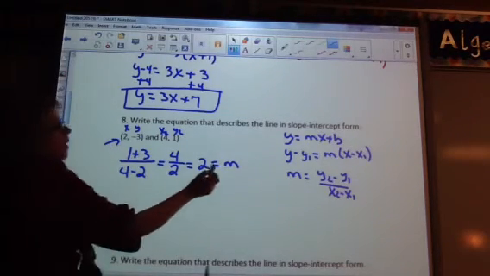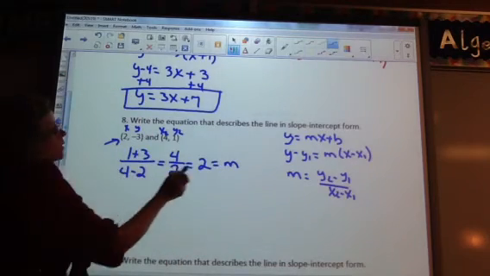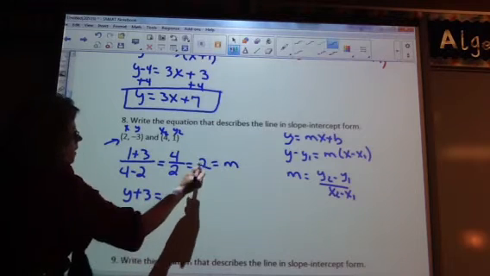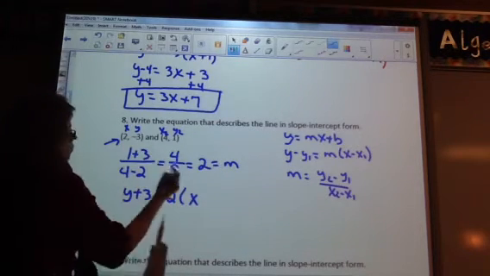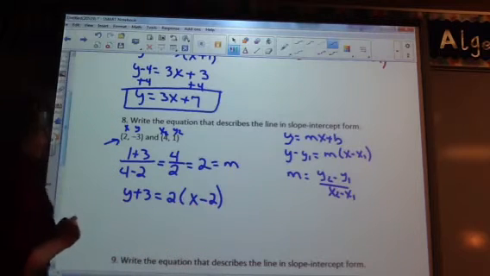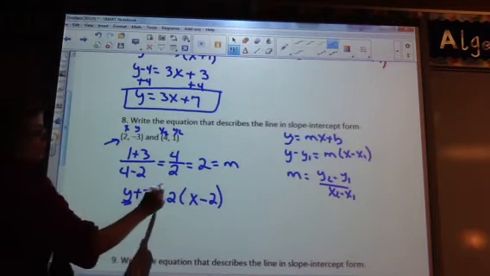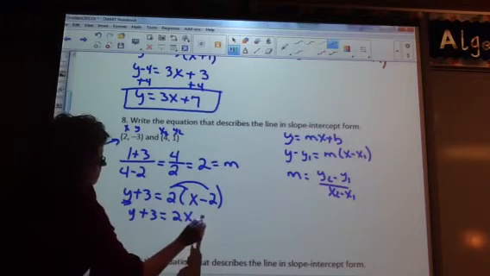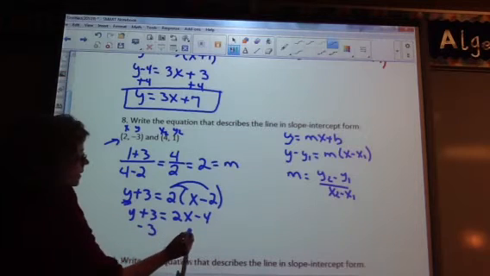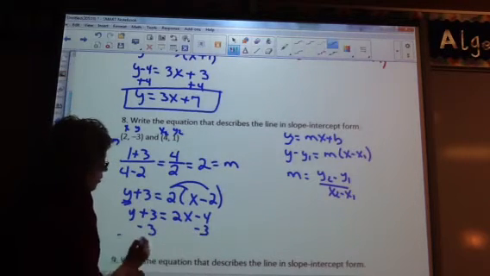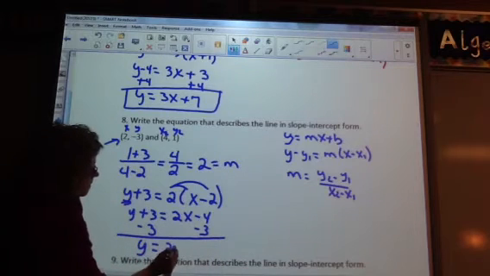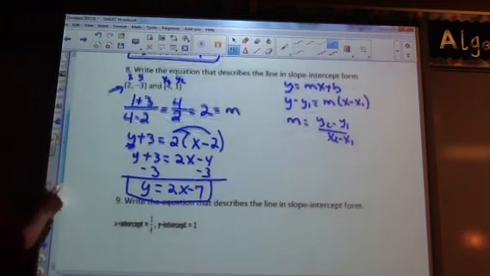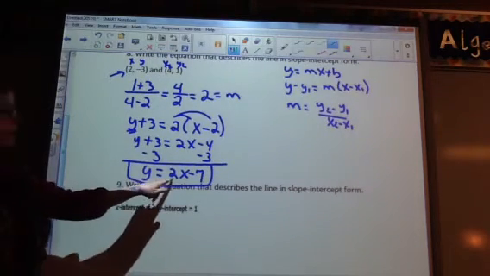So now let's substitute into our point slope formula. That's our point slope formula. So let's use negative 3 for y. Our slope is 2. And let's use 2 for x. Now we need to isolate the variable y. So let's distribute. And then let's isolate that variable y by subtracting 3. Make sure you're subtracting it on like terms only. So I got slope intercept form, y equals 2x minus 7.